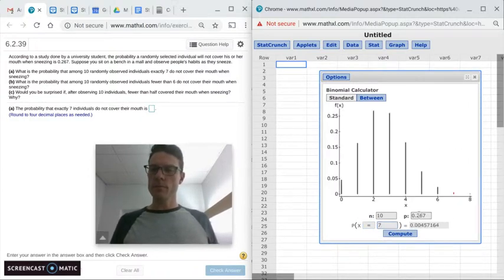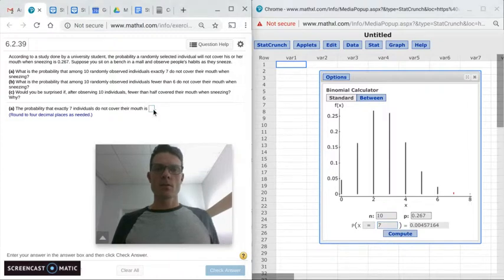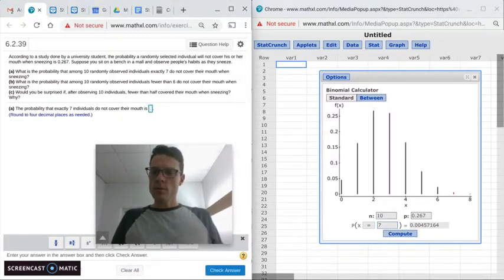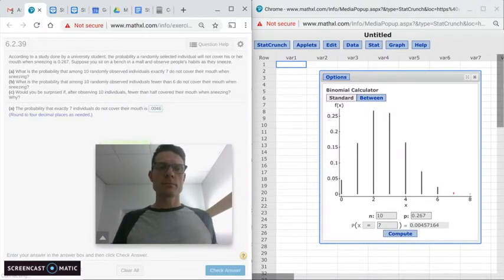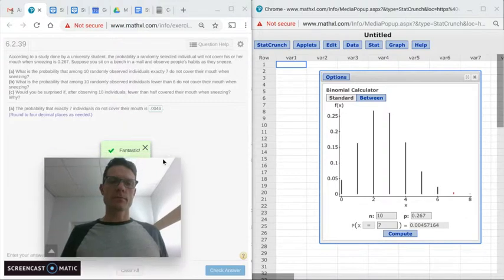And compute. So we see pretty low, right? It's like less than 1%. 0.0046. Okay.